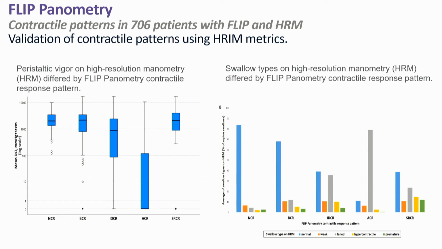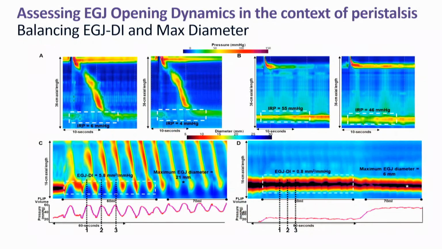So here's just some data showing a very nice correlation between the peristaltic patterns and DCI on high-resolution manometry. It also helps us in terms of the prediction of the number of normal swallows that you would typically see on someone, or the number of failed swallows. So very nice correlates with high-resolution manometry.